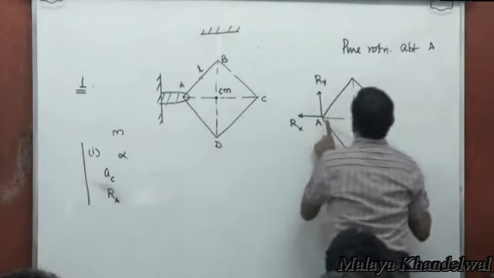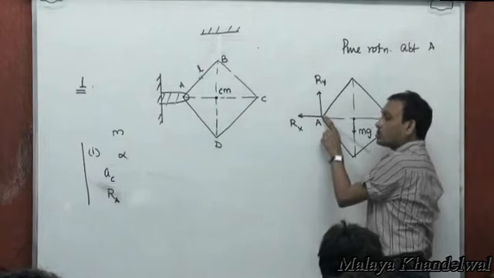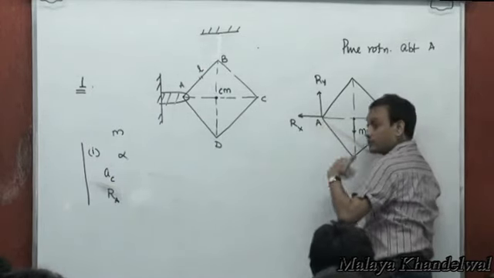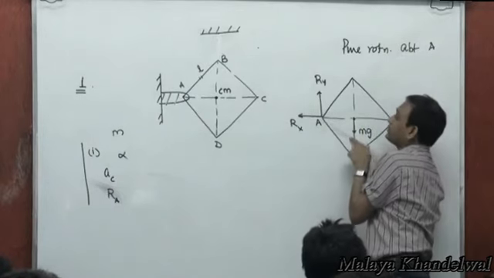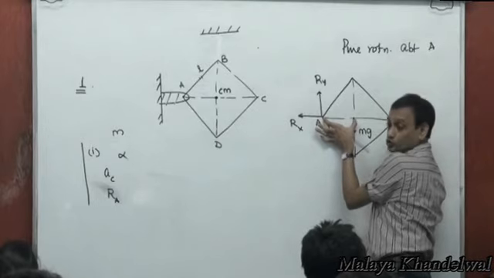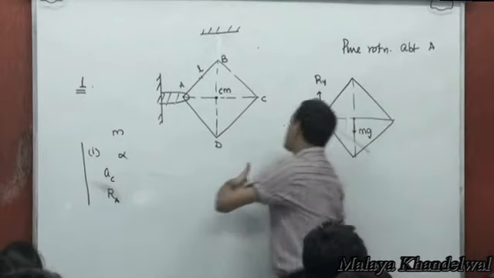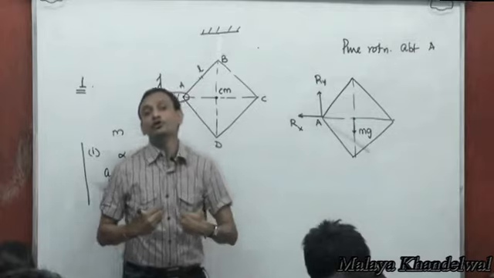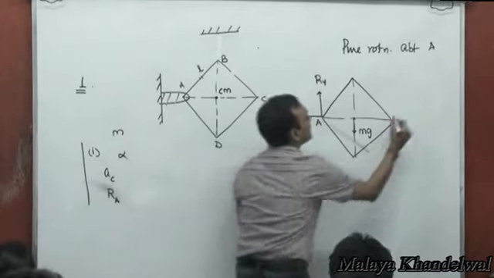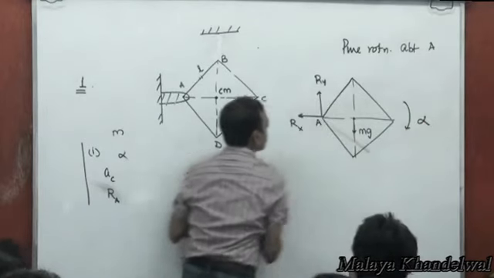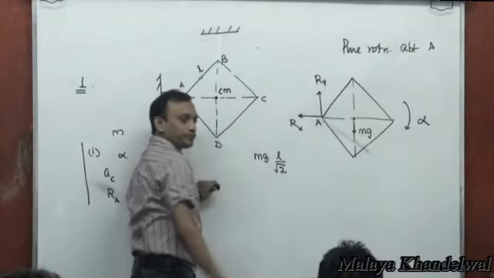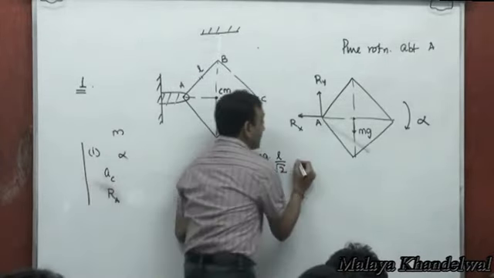Now, there is a non-zero torque about A, which is produced by mg. Rx and Ry will produce no torque about A, but mg produces a torque which is mg into this length, this is L by root 2. So if I take torque about A, I'm ready to compute alpha, the angular acceleration. So torque about A is mg into L by root 2, is I about A.